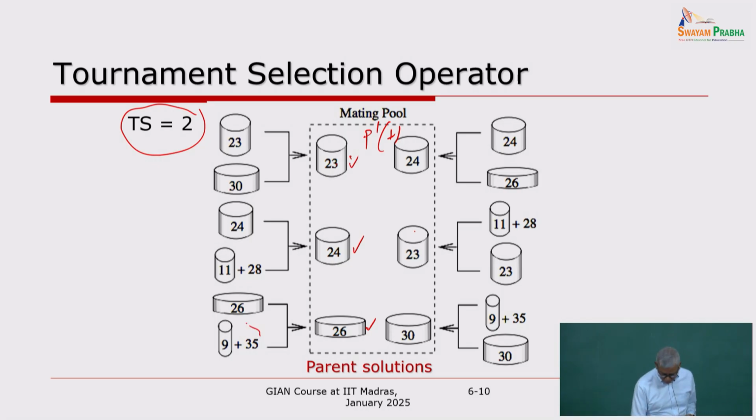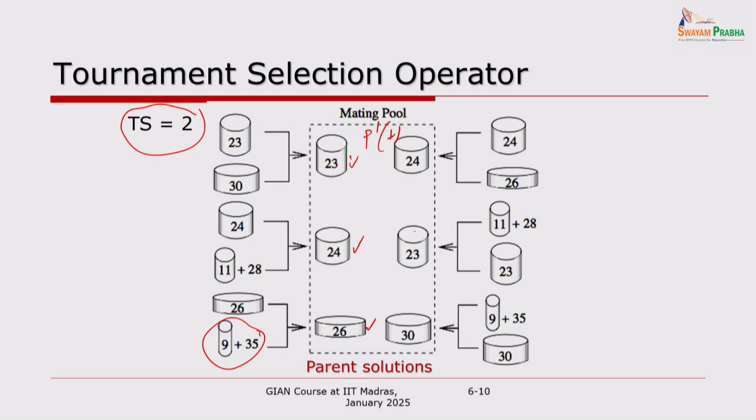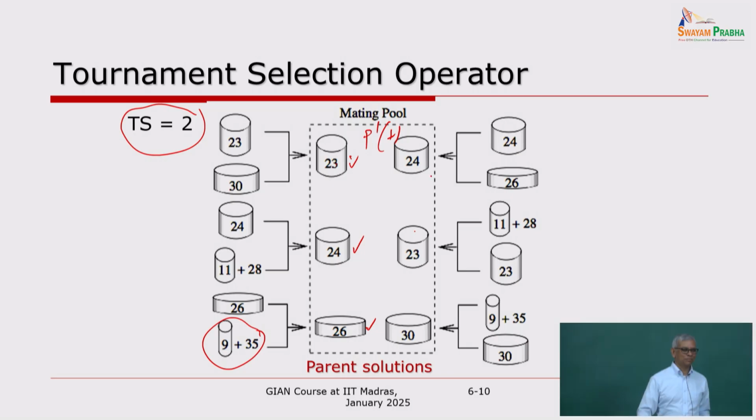How about the worst one, 44? I don't have a copy. Is it always going to happen? Yes, because it's the worst one. It's going to lose here, it's going to lose here. Both tournaments, no matter with what you compare it with. Okay, these two are deterministic events.